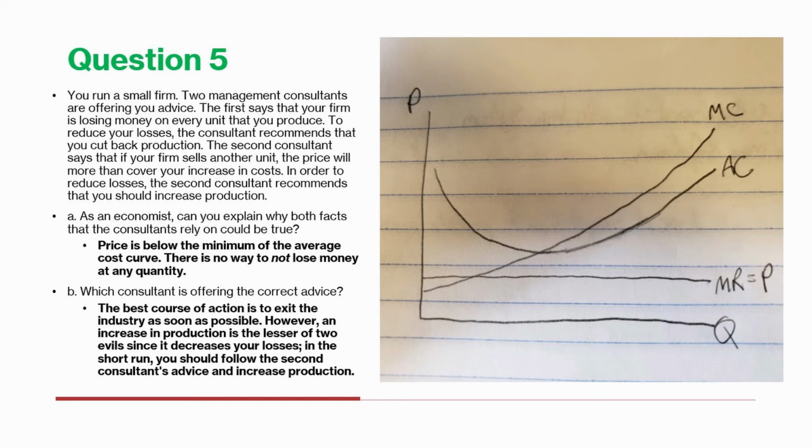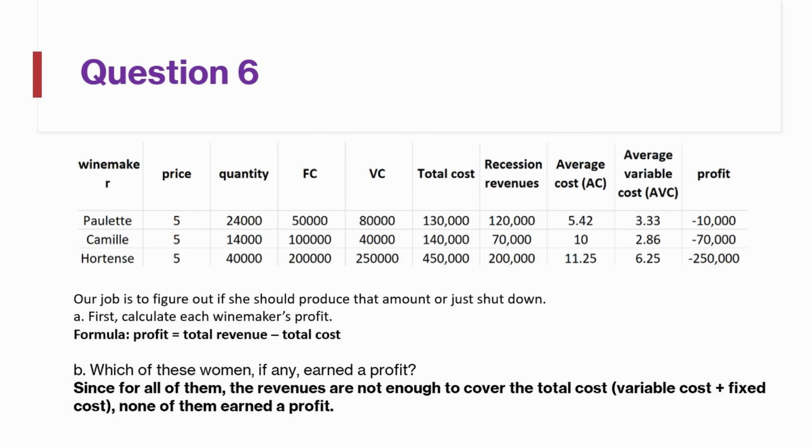For question 6, we're given the following information on the 3 winemakers, Paulette, Camille, and Hortons. We know their fixed costs, variable costs, revenues, as well as the price they're receiving. And for part A, we want to know their profits.